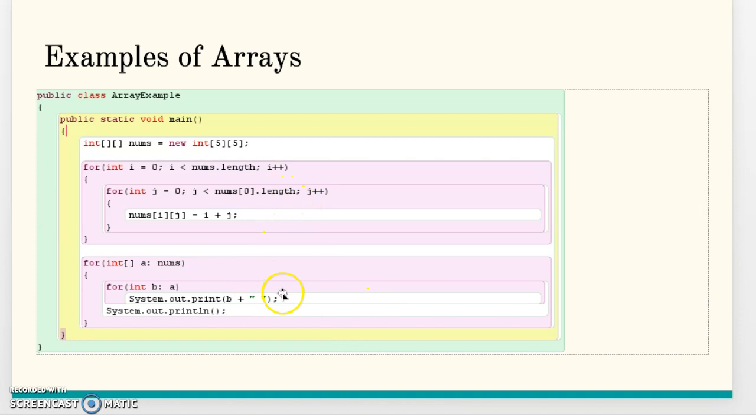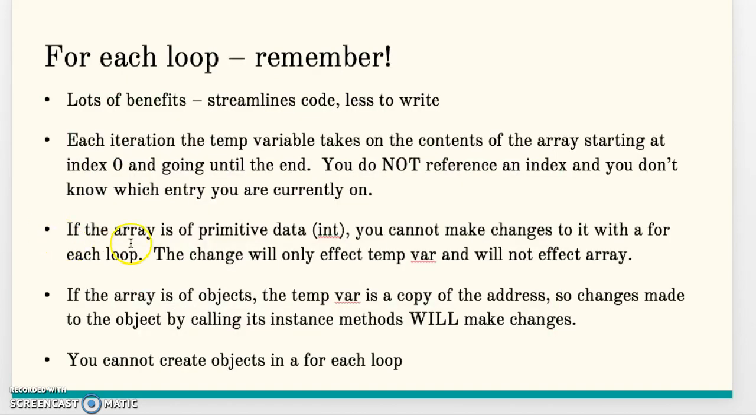Now, this second notation that we see here is the for each loop. Now, the for each loop is an abbreviated notation for arrays. And so let's go ahead and talk about that, and then we'll come back and look at the syntax. So a for each loop has lots of benefits. First of all, it's going to streamline your code, and it gives you a lot less to write. And specifically on free response questions where time is of the essence, being able to make that syntax simpler to write can be quite a time saver.